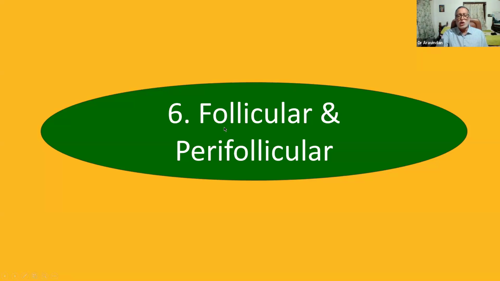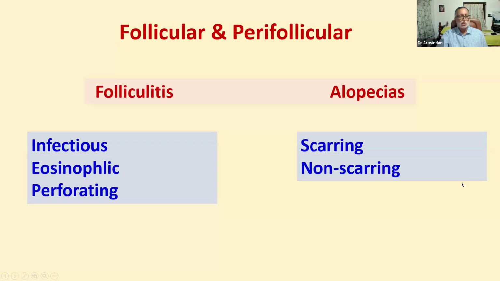Now, next is follicular and perifollicular patterns of inflammations. And folliculitis can be infectious, eosinophilic, or perforating folliculitis group of conditions. And alopecias, now frequently you get biopsies for alopecias much more frequently than what used to be in my older days at least. And alopecias can be generally divided into scarring and non-scarring alopecias.